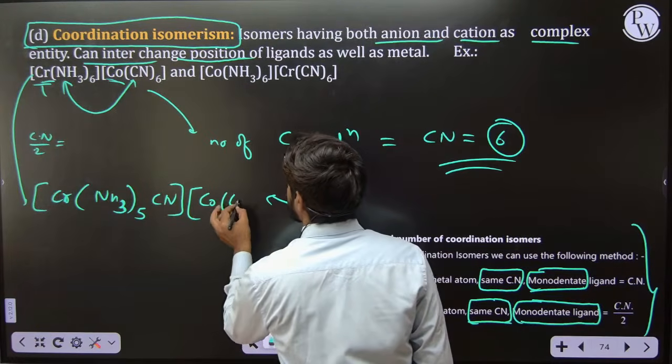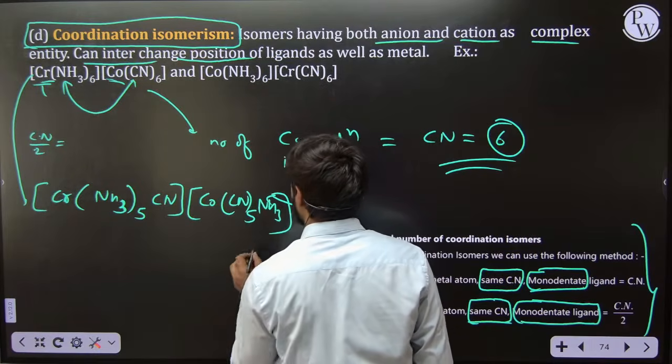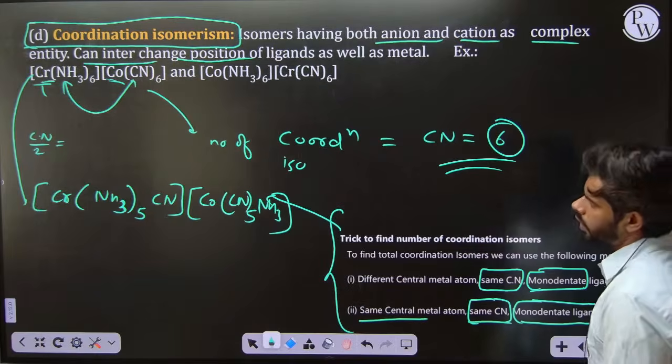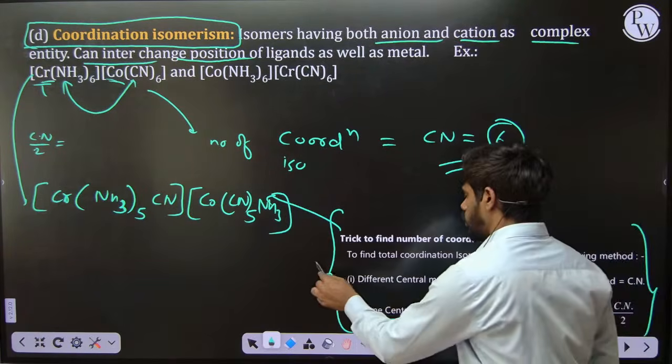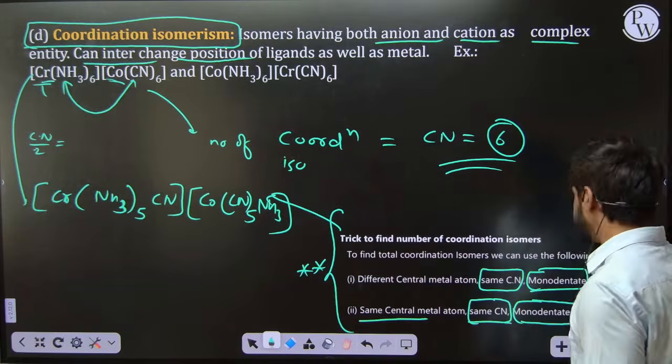Cobalt, having cyanide 5 and NS3 1, is there. So this way we can exchange the number of ligands from one central coordination sphere to another coordination sphere. This formula is very important. You can use this formula to find the number of isomers directly.